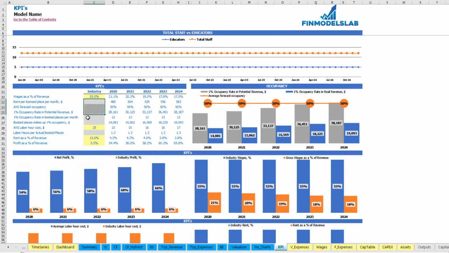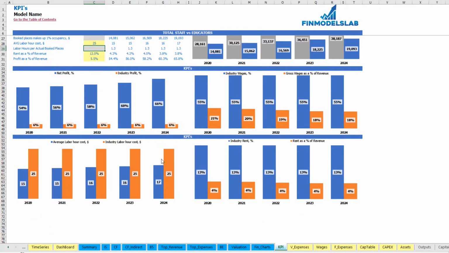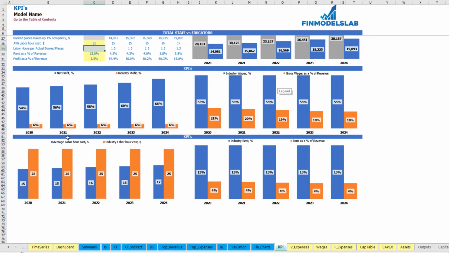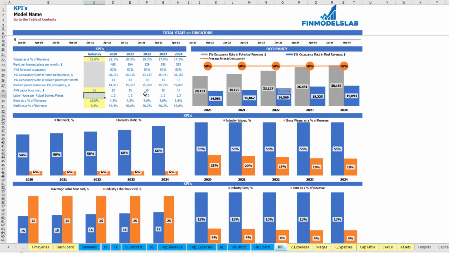In terms of gray values, just values you can review on the chart here, so you're not able to compare it with industry specific KPIs. And you may note that you have as a blue value values calculated by the model, and as an orange value you have industry specific KPIs.